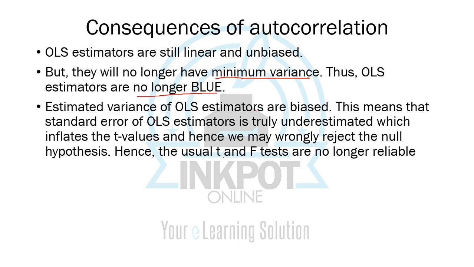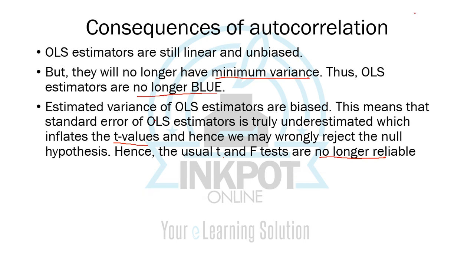Estimated variance of OLS estimators are now biased. This means that the standard error of OLS estimators is truly underestimated, which inflates the t-value, and hence we may wrongly reject the null hypothesis. Hence usual t and F tests are no longer reliable.